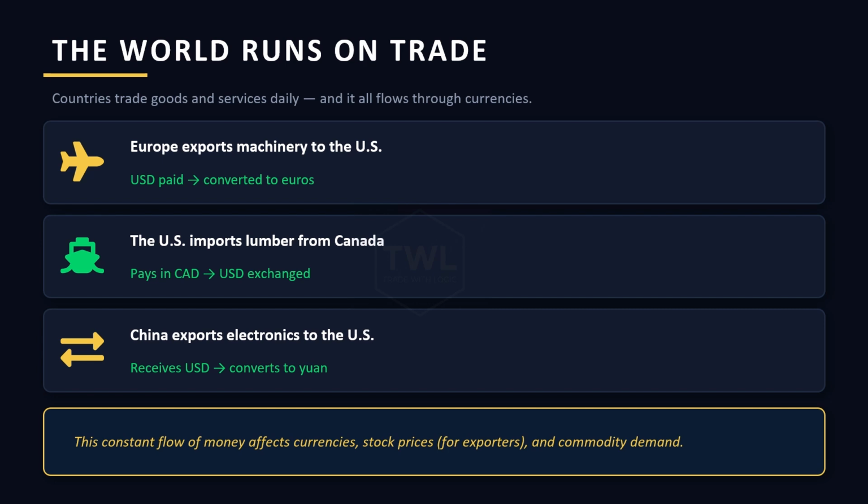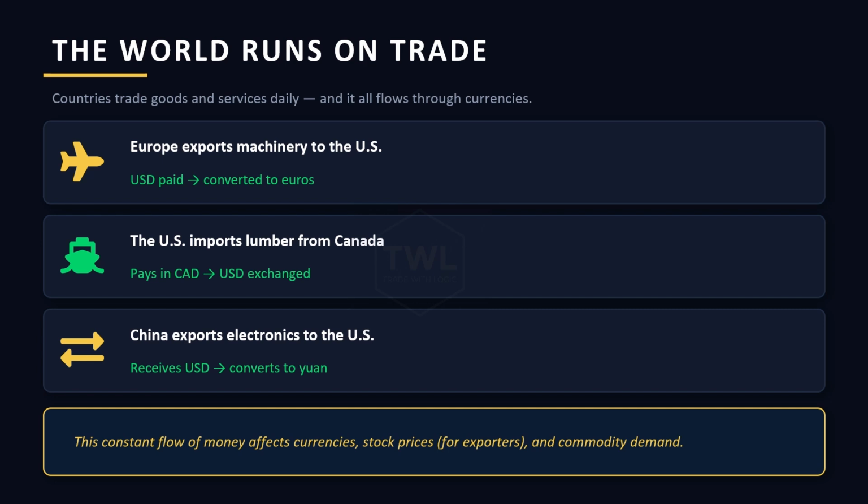Here's an example. Europe sells machinery, like factory equipment, to the United States. The US pays in dollars, but the European company needs euros to pay its workers back home, so those dollars get converted into euros. Here's another one. The US needs lumber, wood for construction. They import it from Canada and pay in Canadian dollars. That gets exchanged back into US dollars on the other side. And one more. China makes electronics, phones, laptops, that kind of thing, and sells them to the US. China receives US dollars, then converts those into their own currency, the yuan.